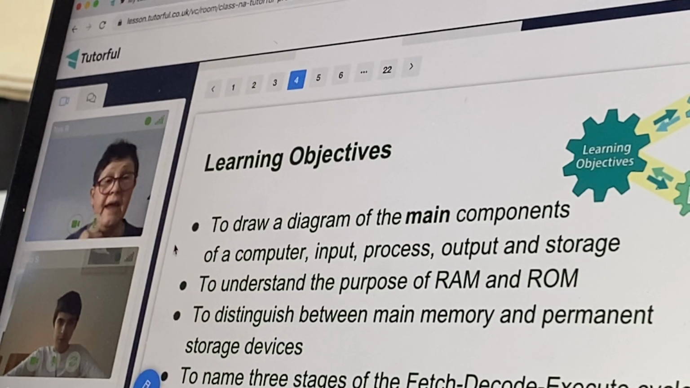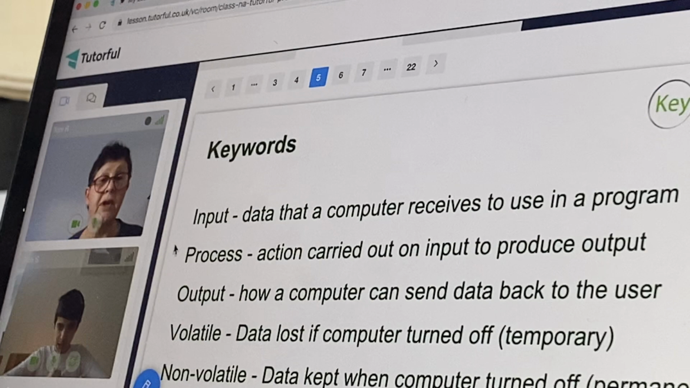What's bigger than thousands? Millions. What might this be? So this one is gigahertz. So we've got hertz, megahertz, and gigahertz. So we're going to look at the sizes of those. These are the keywords that we're just going to focus on.